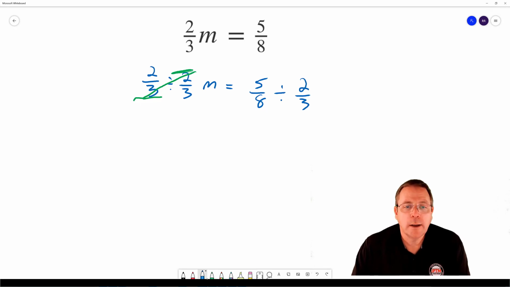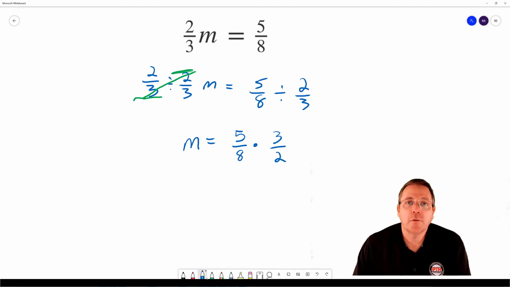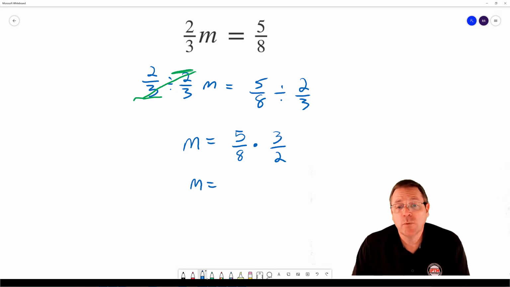And a 1 times m, that's going to be m. And then on the right, how do we work fractions? Well, we're going to keep the first number, change division to multiplication, and flip, or take the reciprocal of, the second number. After that, we're going to simplify if we can, which we can't.